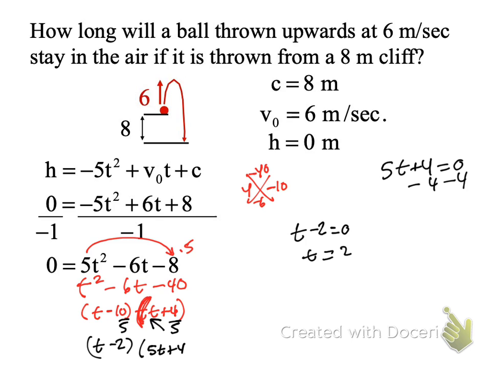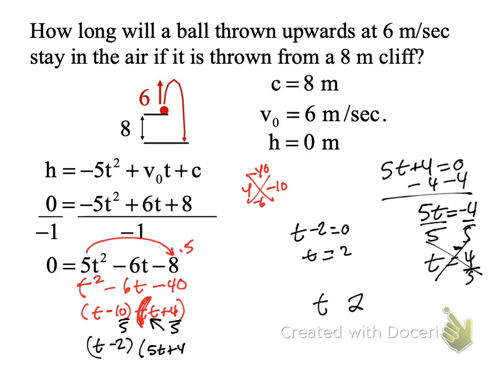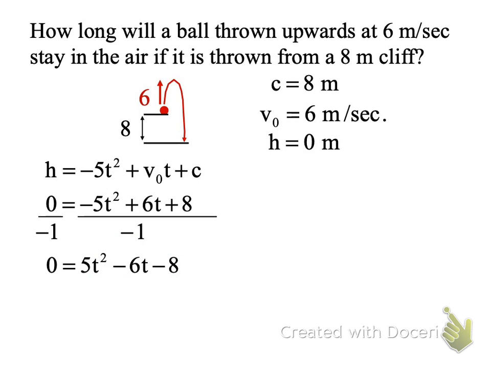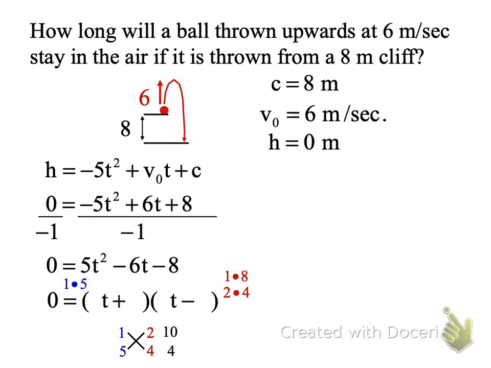Subtract the 4. Right there, it shows us this can't be the answer. Why? Because it's a negative. So time is not going to be negative 4/5 of a second. So this is not the answer. So the time is 2 seconds. It will be in the air 2 seconds. Okay, questions? Who did the quadratic formula? Did you get the same answer? Good. You could have done that too.